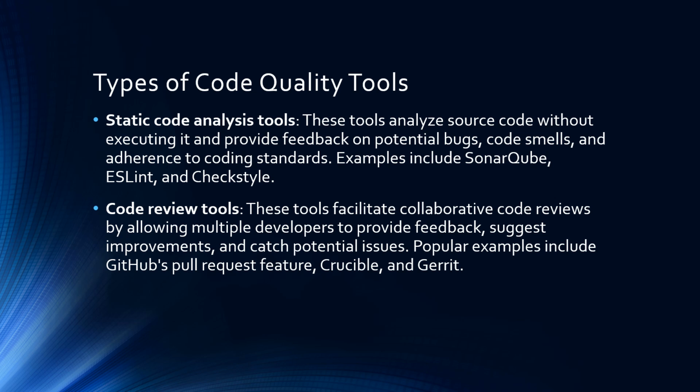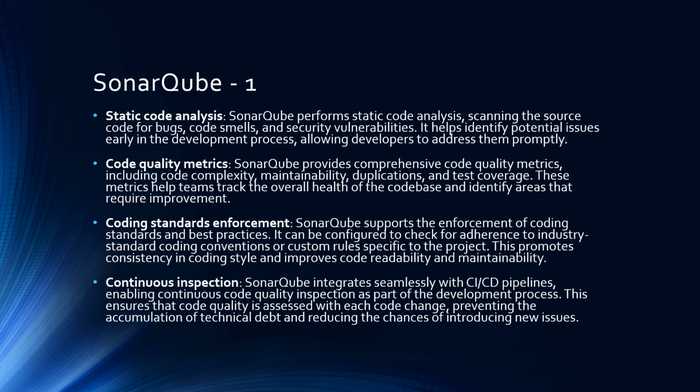I've found that the most successful teams use both types of tools in combination. Static analysis provides consistent, automated feedback, while code review tools enable valuable human insight and knowledge transfer. Together, they create a robust system for maintaining code quality. Let's explore SonarQube, one of the most powerful tools in our code quality arsenal. SonarQube has transformed how teams approach code quality management and made a significant impact across numerous projects.